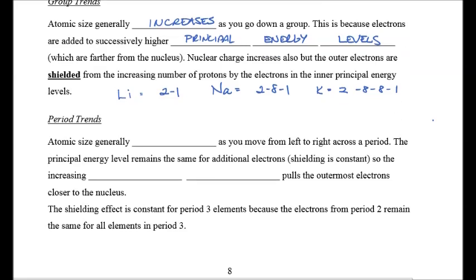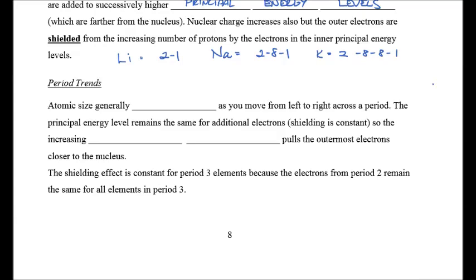As we go across a period, there's also a trend. Atomic size generally decreases as you move from left to right. Now the principal energy level remains the same for the electrons in the valence shell. But there is an increasing nuclear charge because we're adding protons. The atomic number is increasing. So we're adding a nuclear charge that pulls the electrons closer to the nucleus.